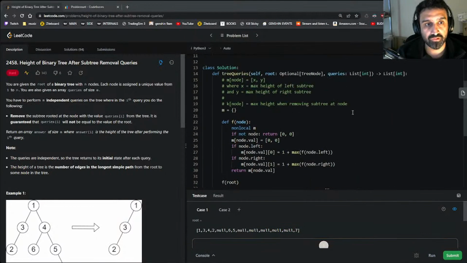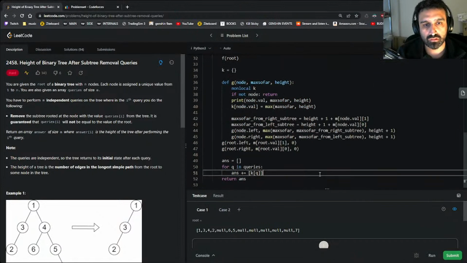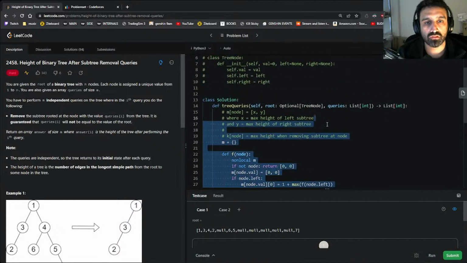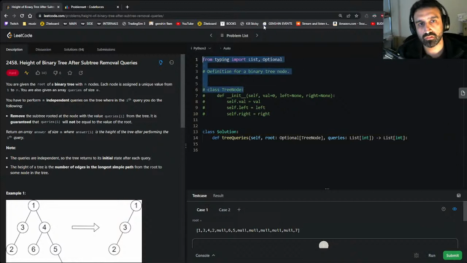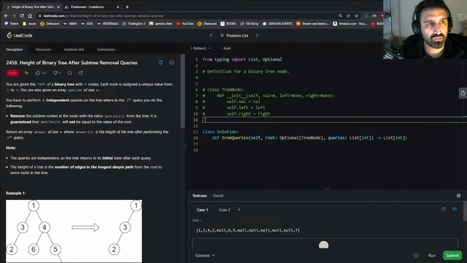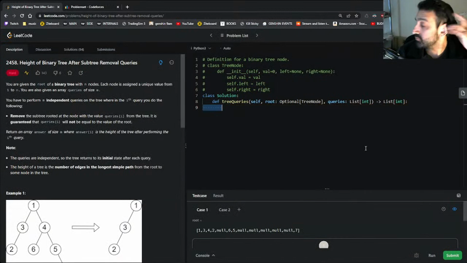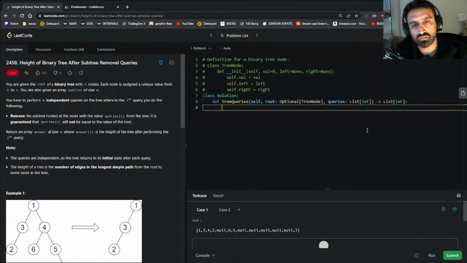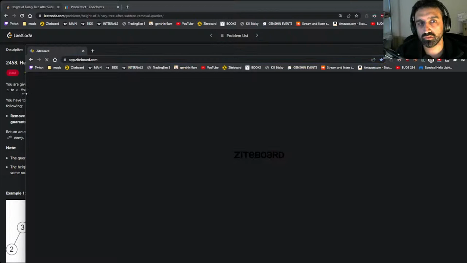Simple technique. Here, let me show you. Reset. So what was this? What was the technique behind this one?